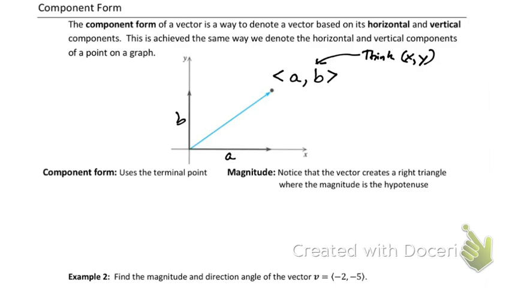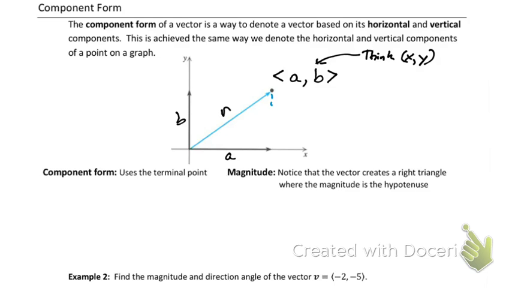All right, so component form uses the terminal point. That is point a comma b. That is where the vector terminates. Magnitude. Notice the vector creates a right triangle where the magnitude is the hypotenuse. So we're going to let r stand for our magnitude again.